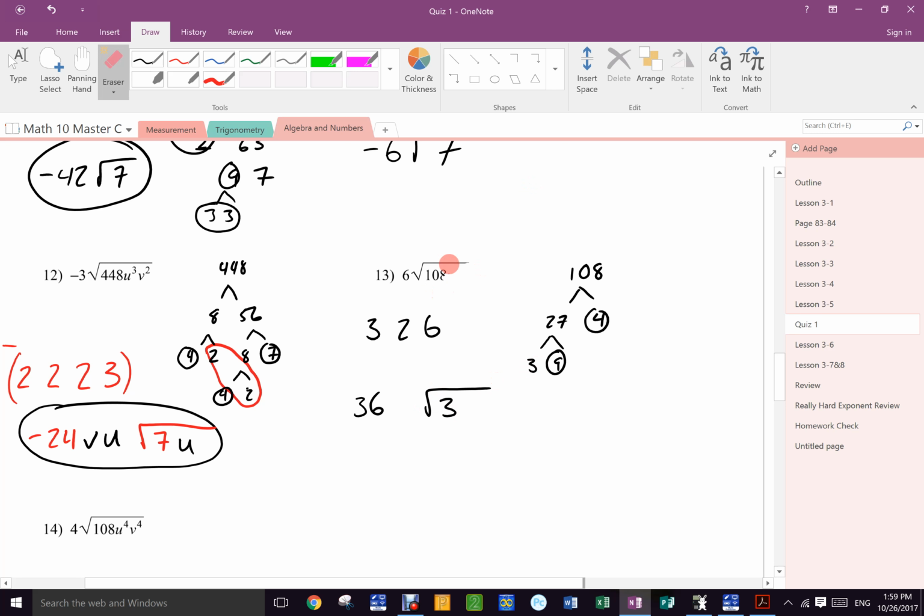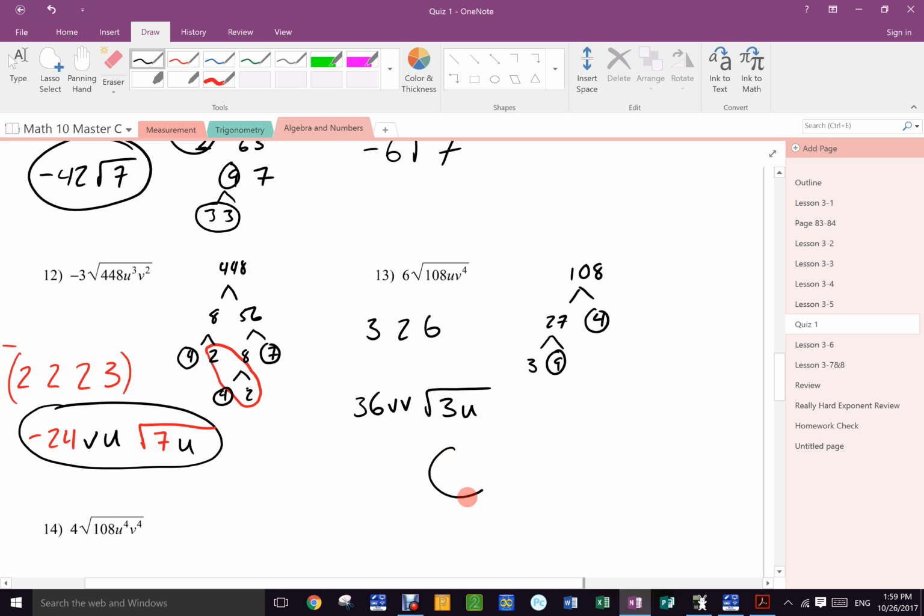What did I leave under there? 3. But that's not all that was under there. How many u's were under there? 1. Is 1 a group of 2? No. So can I take any u's out? No. How many v's are under there? 4. I need 2 groups of 2. How many groups of 2 can I get out of there? 2 groups of 2. So I can get v out once, then I can get v out again. Did I leave any v's under there? No.